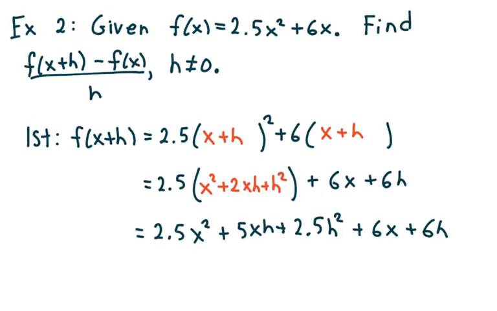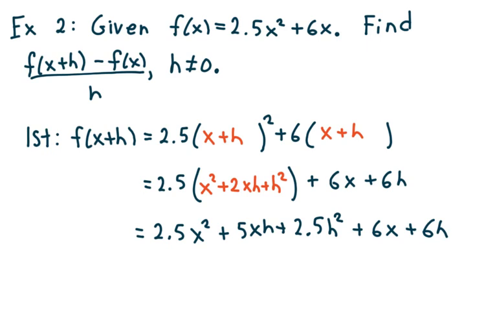Let's take a look at example 2. Suppose we are given f of x equals 2.5x squared plus 6x, and we want to find f of x plus h minus f of x all divided by h, where h doesn't equal 0. Now, in the first step, we want to find f of x plus h. Same idea as example 1.